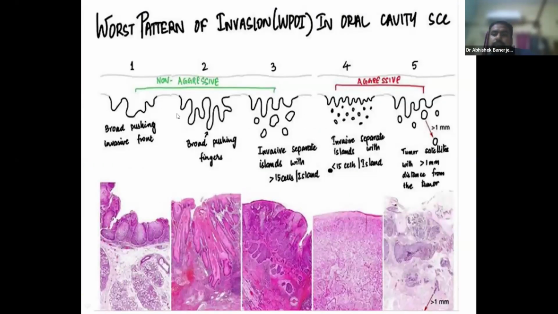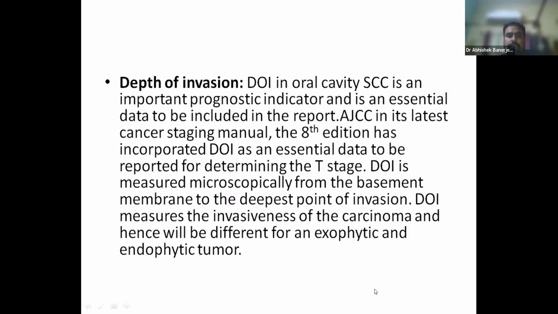So this is one more schematic diagram which I found on Instagram, and this is how the non-aggressive pattern is 1 to 3, and 4, 5 is a little aggressive. And this is how, see, the spread is still not broad pushing. This is how it is more, and this is how far, 1 mm or more, it is spread.